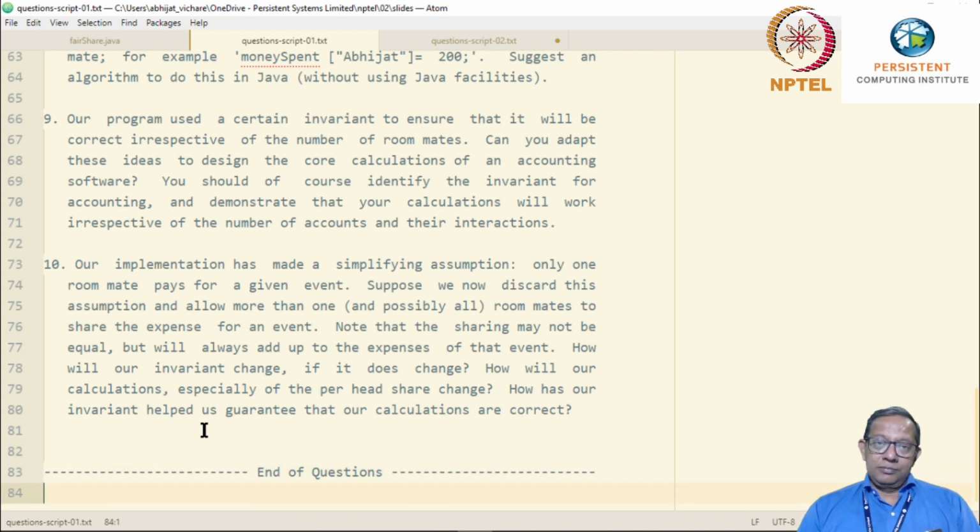The last question. Our implementation has made a simplifying assumption. Only one roommate pays for a given event. Suppose we now discard this assumption and allow more than one, and possibly all, roommates to share the expense for an event. Note that the sharing may not be equal, but will always add up to the expense of that event. So if more than one roommate shares, then they don't have to share equally. One roommate may spend a little more than the other roommate. It's possible.